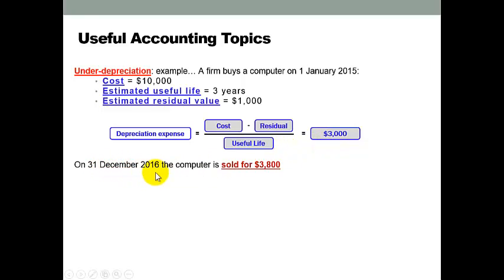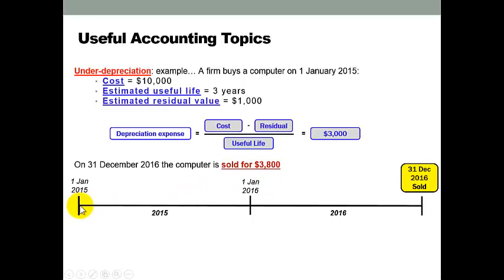Let's assume that the computer was sold for $3,800, but it was sold in December 2016. So what we have to work out is how much we think it's worth, and then compare it to this amount here for 3,800. So let's go and do that. As you know, it got purchased on the 1st January 2015. That's 1 year, and the second year it got sold. You'll note that the accounting period runs from January to December.